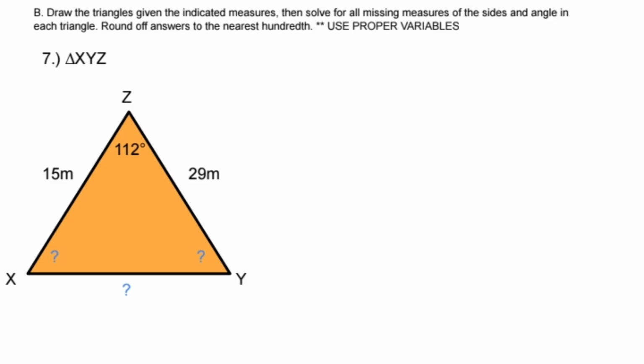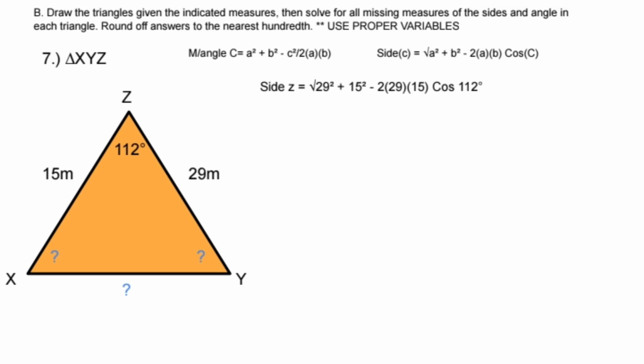As we can see, the triangle has a given side y, a given side x, and the angle z. We need those to solve for all the other missing parts of the triangle. The given side y is 15 meters, side x is 29 meters, and angle z is 112 degrees. Now let's start to solve the other sides.